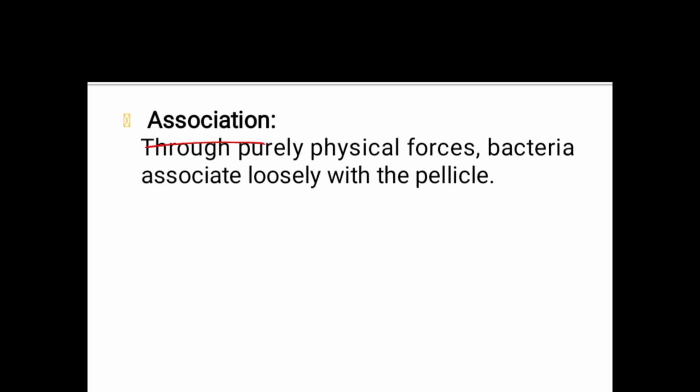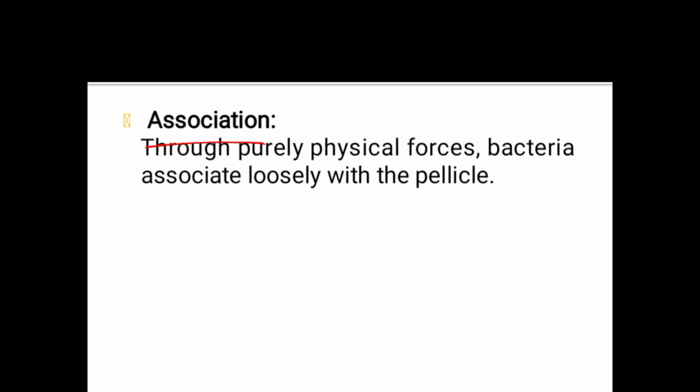Now association. So basically, once the pellicle forms, all the bacteria in the saliva in the oral cavity will come close to it. It is the early stage and the bacterial attachment is non-specific. So what types of forces are there? We have van der Waals forces, which are weak forces. Then we have electrostatic forces, where there is attraction between oppositely charged particles like tooth and bacteria.